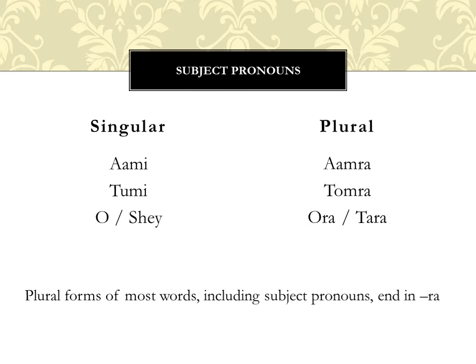Now, subject pronouns were one of the first building blocks we looked into, and this is one slide you should absolutely commit to memory because you won't be able to construct or identify sentences without knowing these words. One easy way to remember is that when the singular becomes plural, the ending changes to ra. So, ami becomes amra, which means we, tumi becomes tomra, and o becomes ora.